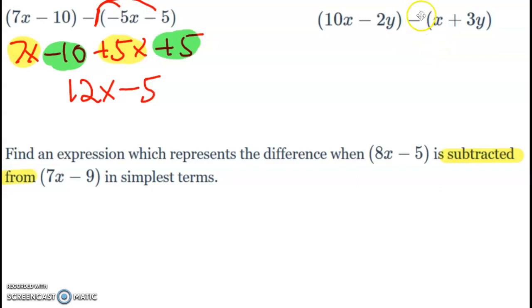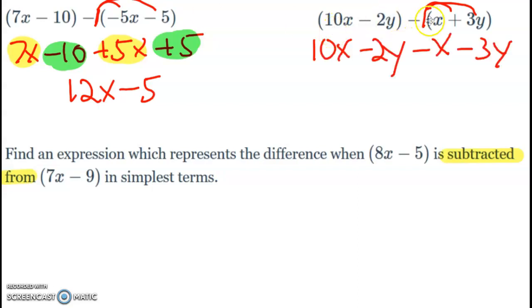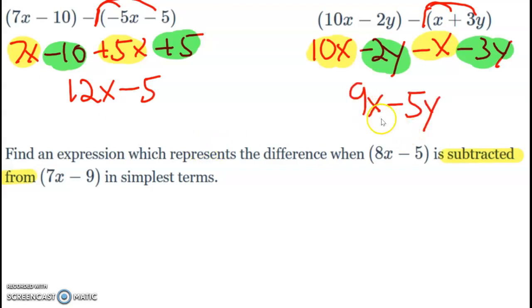Alright, same thing here. We're going to take that understood negative 1 and distribute. You get 10x minus 2y. You'll bring that down. And negative times this positive understood 1 here is negative x. And negative 1 times this positive 3y is negative 3y. Now we're going to find our like terms and combine them. So 10x plus a negative 1x, different signs, find the difference, subtract, and you get a positive 9x, negative 2y, and negative 3y. Same sign, find the sum, negative 5y.